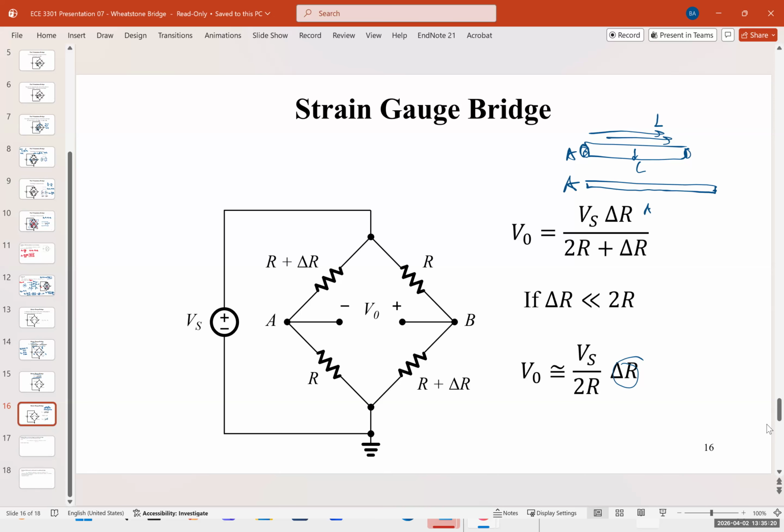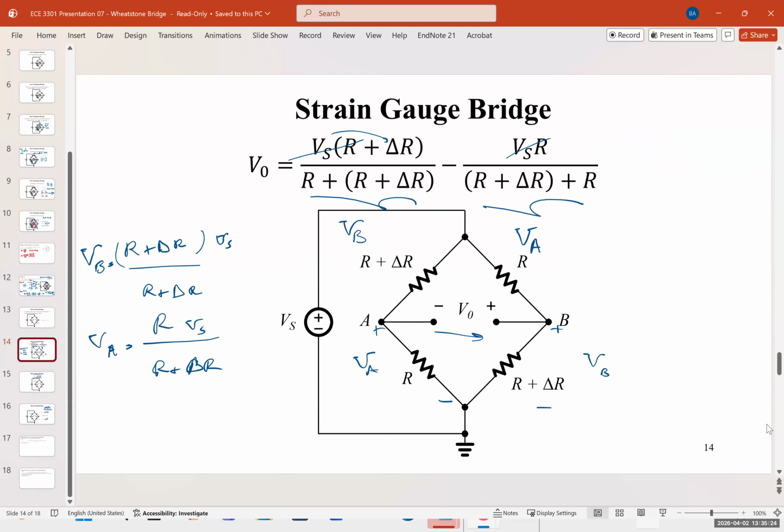Can I see slide 14 for just a second? Yes, of course. Yes, voltage B minus voltage A. V out is VB. So over on the left, you have VB written as R plus delta R times VS over R plus delta R. Do those not just factor out at that point?